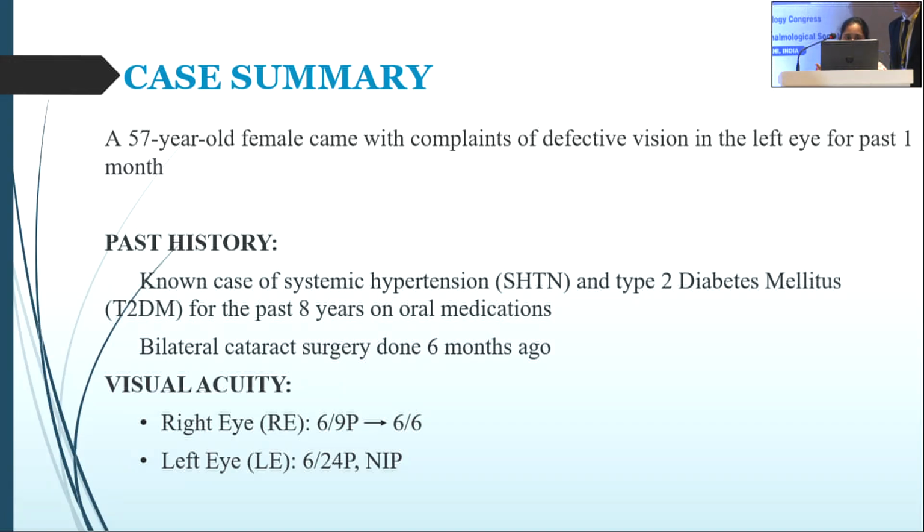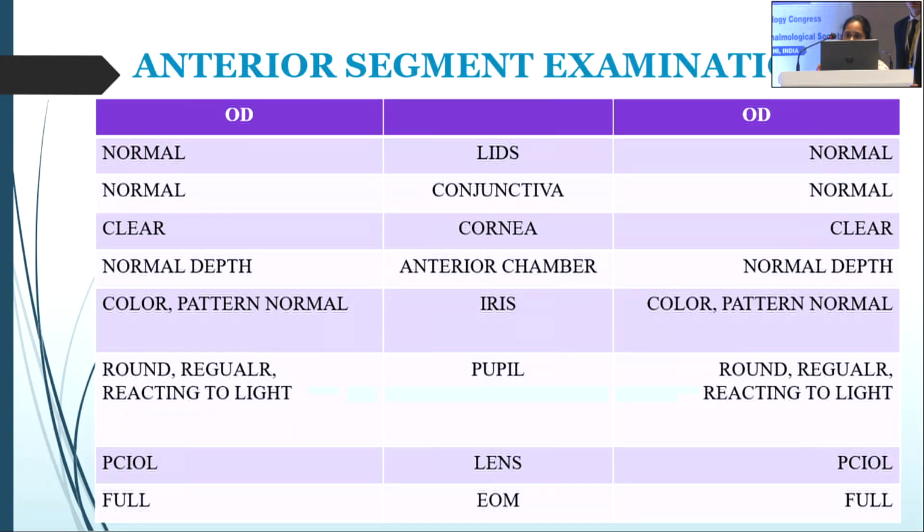Visual acuity in the right eye is 6/9 partial, improving to 6/6. In the left eye it is 6/24 partial, with nil improvement with pinhole. Anterior segment examination of both eyes is normal.